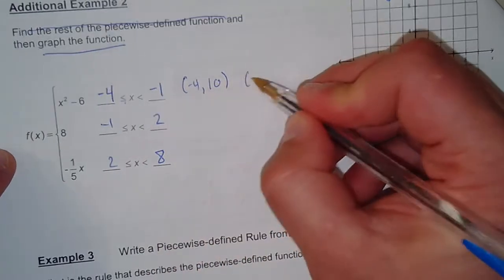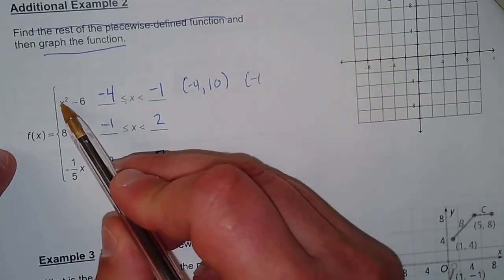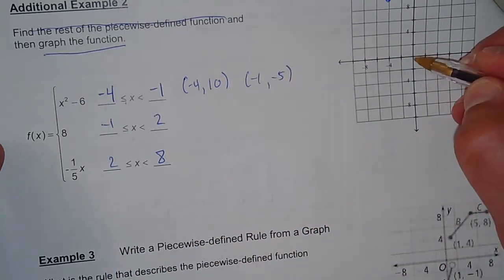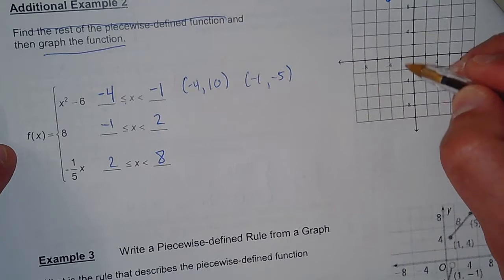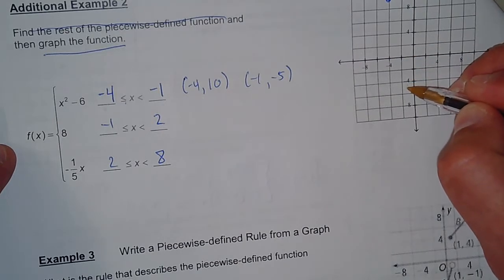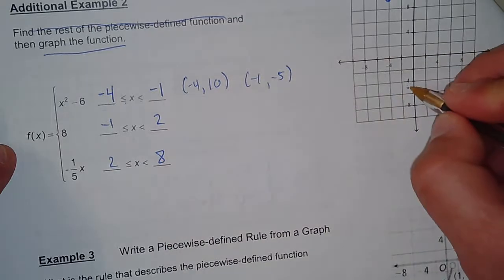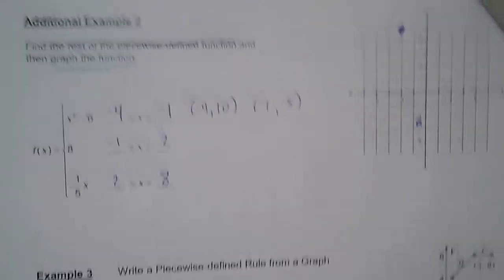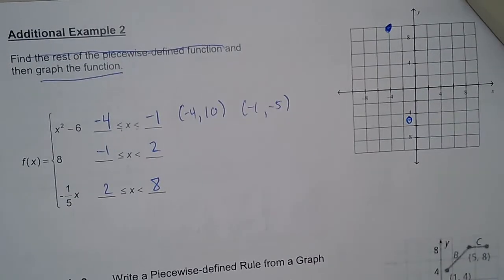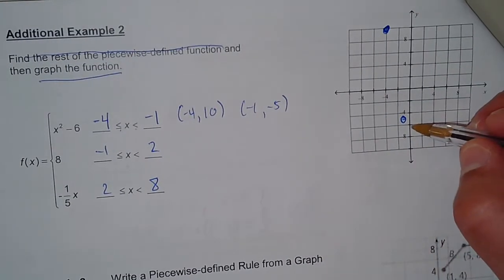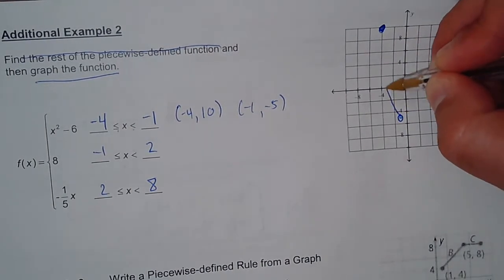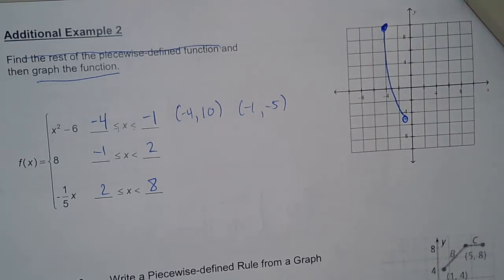And then when I plug in a negative 1, what do I get? Negative 1 squared is positive 1. Minus 6 would be a negative 5. So negative 1, negative 5. And this one, we want to go open circle. Now remember the shape of your graph. This is a U-shaped graph, and we know the vertex should have been down here at negative 6. So you know the shape of this has this little curve. When you draw it, just draw the little curve as best you can, recognizing that it's not just a straight line. Doesn't have to be perfect. That's fine.